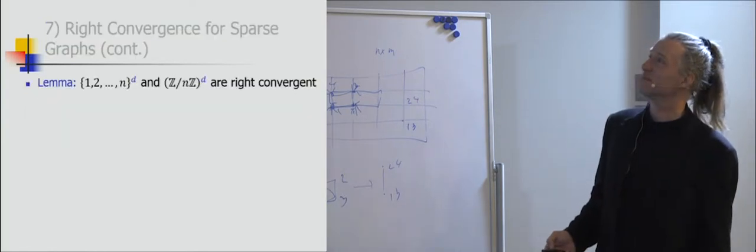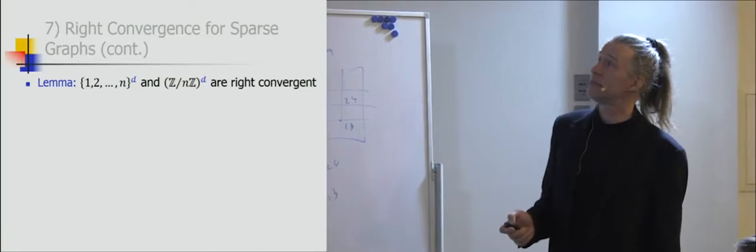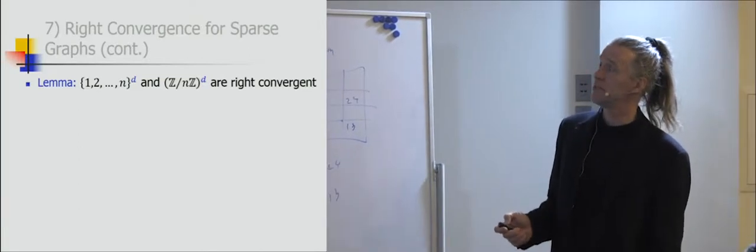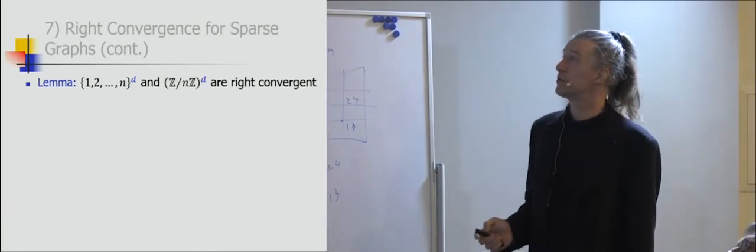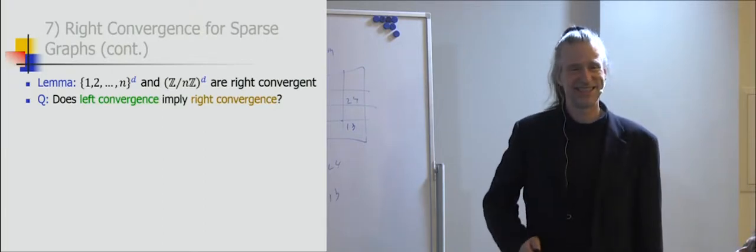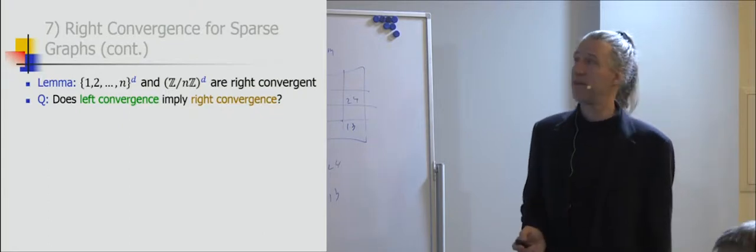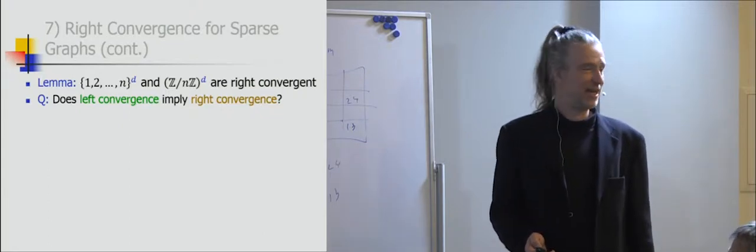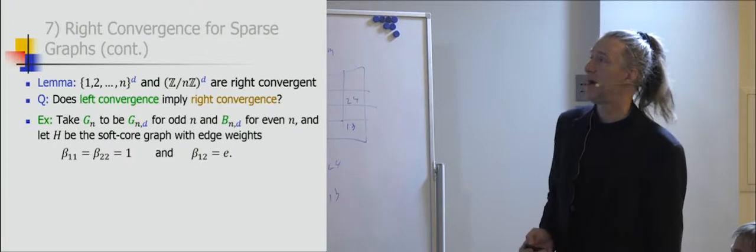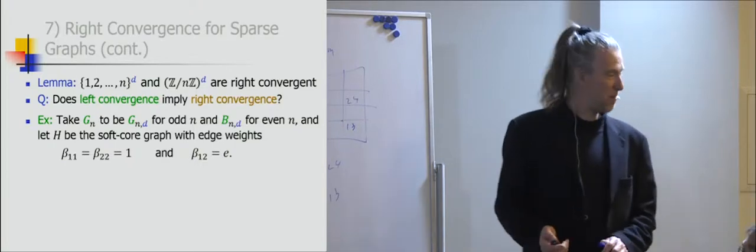Now, it's not that hard to show that, for example, these objects are actually right convergent. And you may wonder, does left convergence imply right convergence? And the answer is, again, no. And why is that the case? Well, it's related to our max cut problem here.